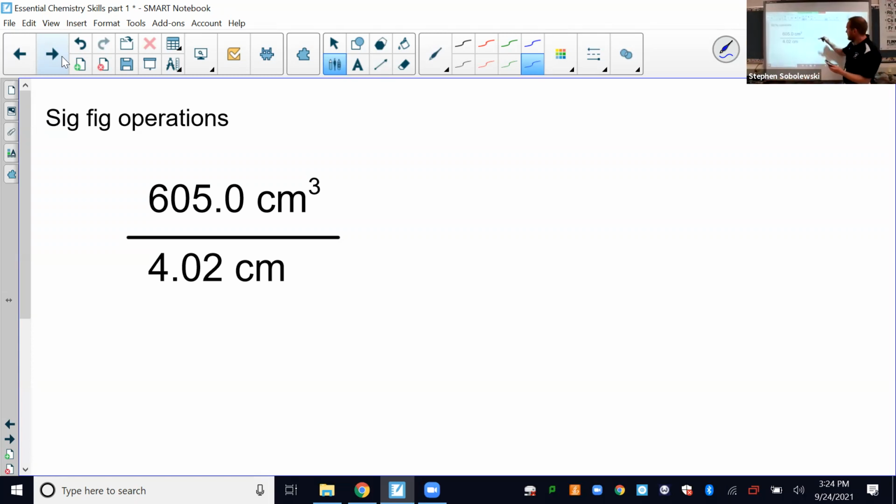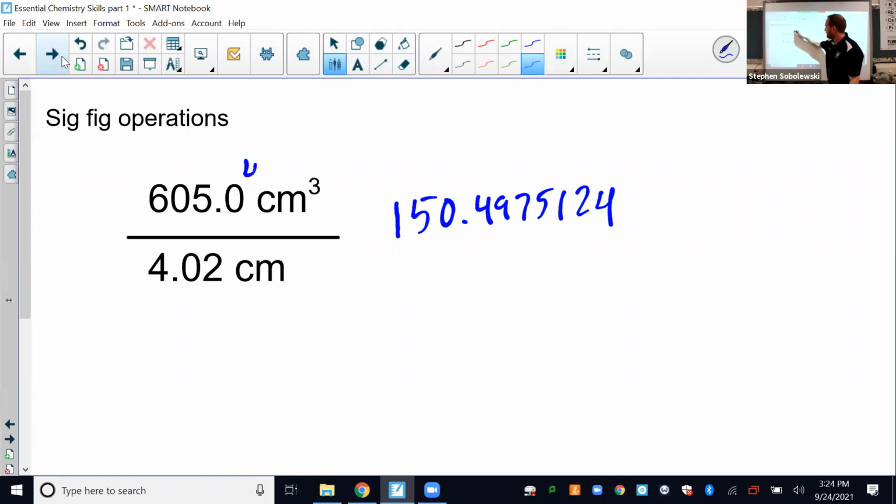So the calculator tells us 150.4975124. How many sig figs in that top number? 4. How many sig figs in the bottom number? 3. How are we going to report this? With 3 sig figs.